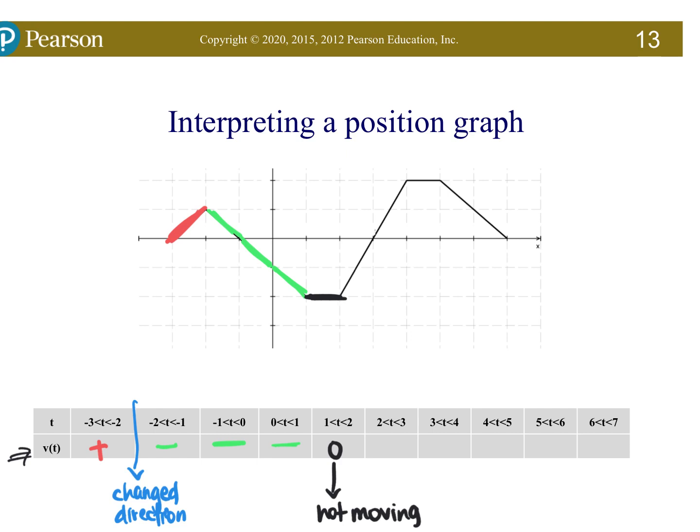When does it start moving again? From 2 to 3, it starts moving again, and it starts moving in a positive direction. And from 3 to 4, it continues moving in a positive direction. Then we have a little section where it's not moving again, between 4 and 5, not moving. And then between 5 and 6, and 6 and 7, it moves in a negative direction. So you're telling a story off of reading a graph.